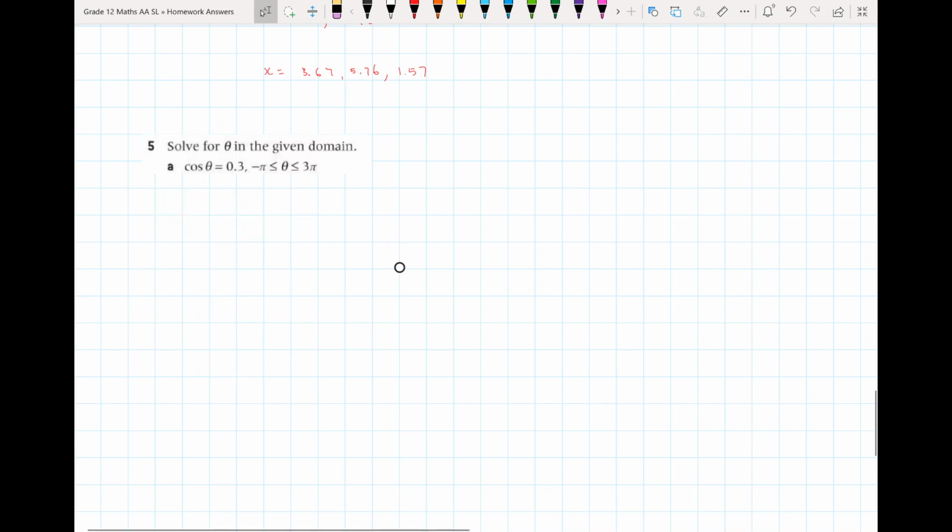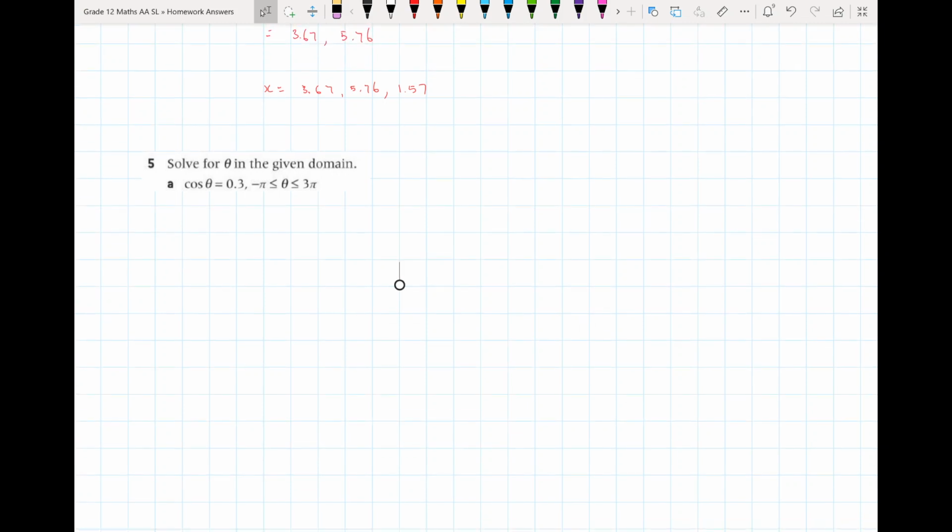Okay, question 5 again. This time we have a different domain, so we can go beyond our normal 0 to 2 pi domain. So what do we do? Well, everything that we have done so far, we start off actually at the same place. Find the reference angle. And then determine when this is going to be positive for cosine. It will be quadrants 1 and 4. So therefore, this will be 1.266.